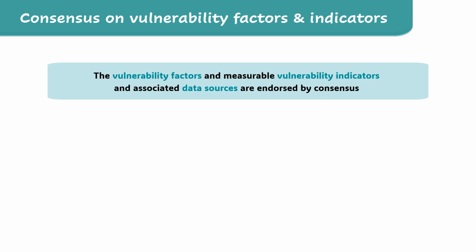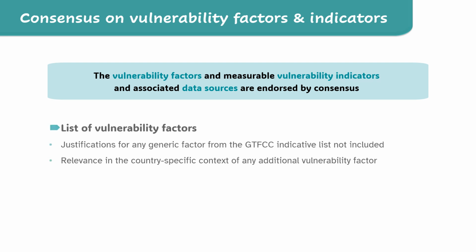The list of vulnerability factors considered relevant in the country-specific context, together with their measurable vulnerability indicator and associated data source, should be endorsed by consensus. A consensus should be reached on the rationale for not considering any vulnerability factor from the GTFCC indicative list of generic vulnerability factors. A consensus should also be reached on the rationale for considering, in the analysis, any additional vulnerability factor not included in the indicative list.